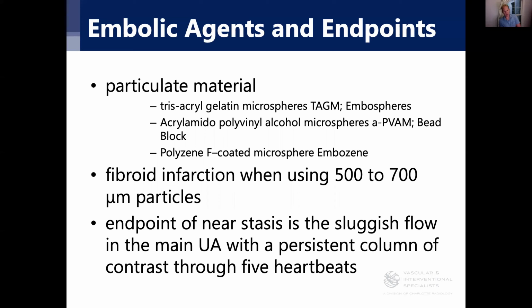But these are all precisely designed to be a certain size. And the last point I have here is the endpoint. So we used to basically embolize these all the time to complete stasis, meaning there was no forward flow in the vessel. We basically packed the whole vessel with beads. And now we realize that just a slow, sluggish flow in the main uterine artery actually gives you a better benefit, because we can still cause necrosis of the fibroids, but at the same time there's less ischemic pain because we haven't completely embolized it as much.